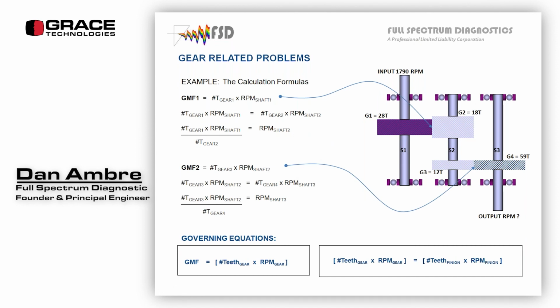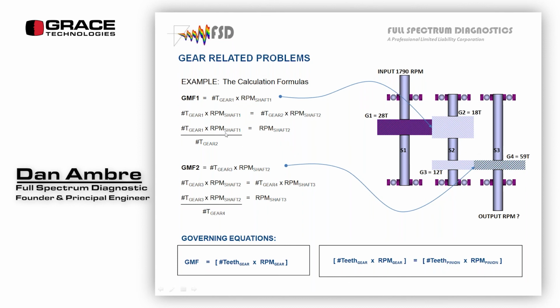Example, the calculation formulas. Gear mesh frequency 1, it's the first equation down here. It's the number of teeth times RPM. So gear number 1 and gear number 2 are touching. Down here, gear mesh frequency 2, gear number 3 and gear number 4 are touching. Okay. So they share a gear mesh here, they share a gear mesh there. And we can use the ratio of the teeth to calculate what the speeds of the shafts are and what the gear mesh frequencies are.